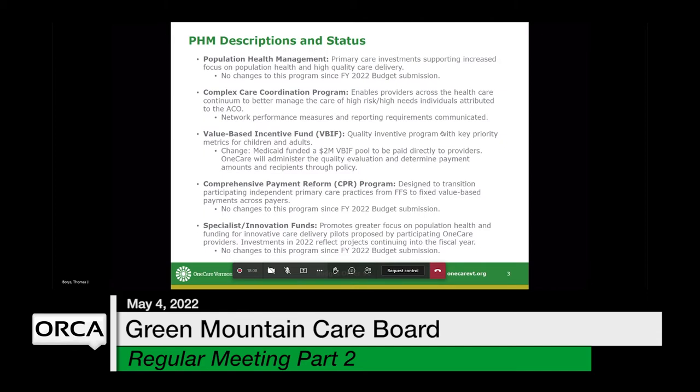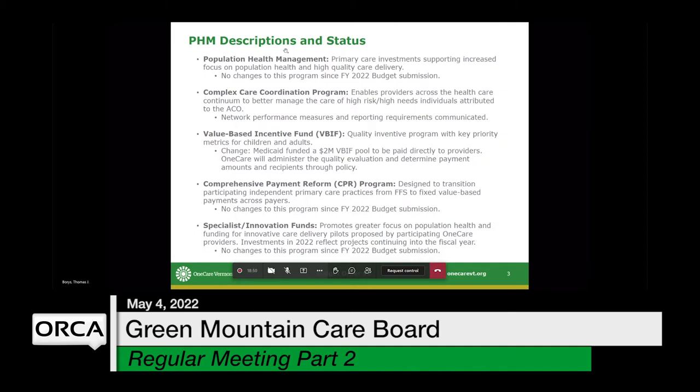The next is the value-based incentive fund. I'll speak to this a couple of times in the presentation today. There was a more significant change in this particular program area that relates to the Medicaid component of the value-based incentive fund. Notably, the Medicaid value-based incentive fund will be fully funded by Medicaid and paid by Medicaid directly to providers. OneCare remains the administrating entity for the quality evaluation, will determine the payment amounts and communicate the recipients accordingly to Medicaid, but Medicaid will ultimately make those payments. As I get into the budget section, I'll speak to that in a little bit more depth.